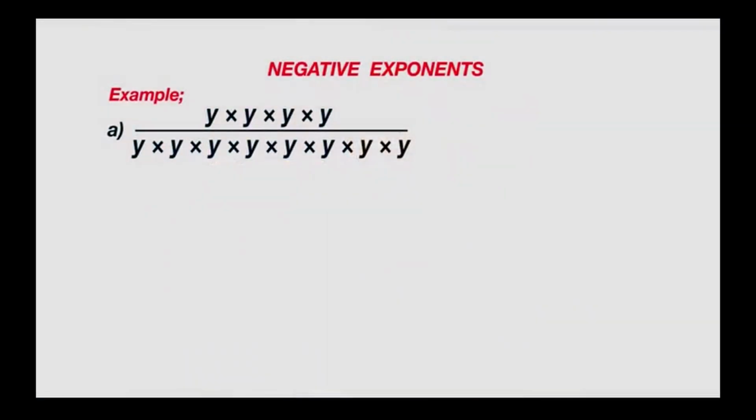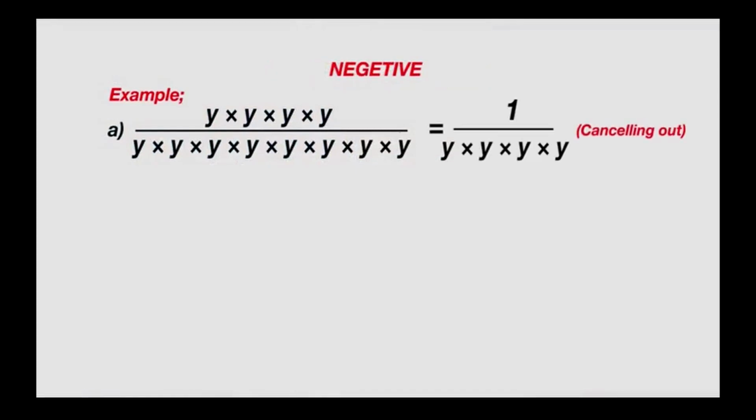Now, there are also some properties of indices that will help us when we are working questions on indices. One of them is the negative exponent. So let's look at that. Supposing we divide y multiplied by itself 4 times by y multiplied by itself 8 times, and we cancel out, we are going to have 1 over y times y times y times y, or 1 over y raised to the power 4.